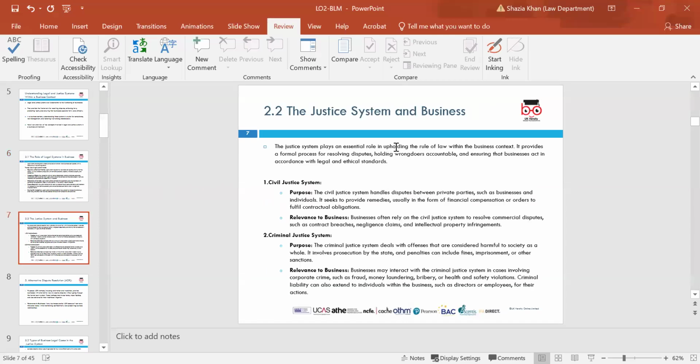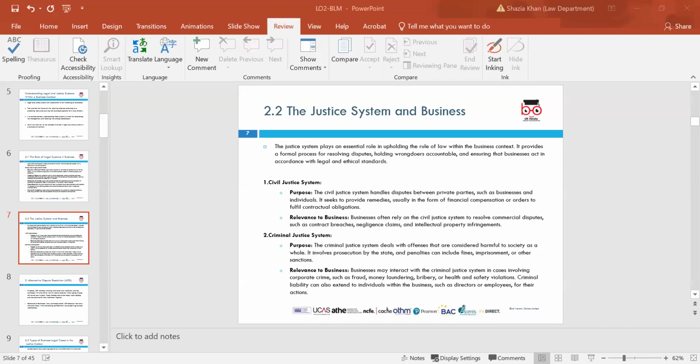So 2.2, the justice system and the business. As we mentioned, business law creates a structured environment in which companies operate. These regulations must be followed and identified, and we need to make sure that companies comply with them, and also that regulations and policies are put in place so that individuals follow them.